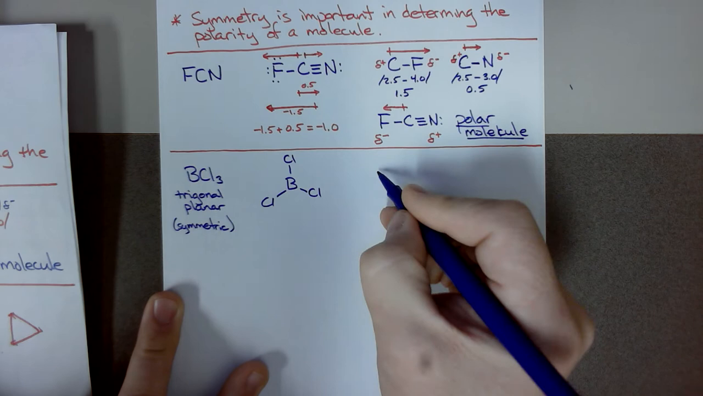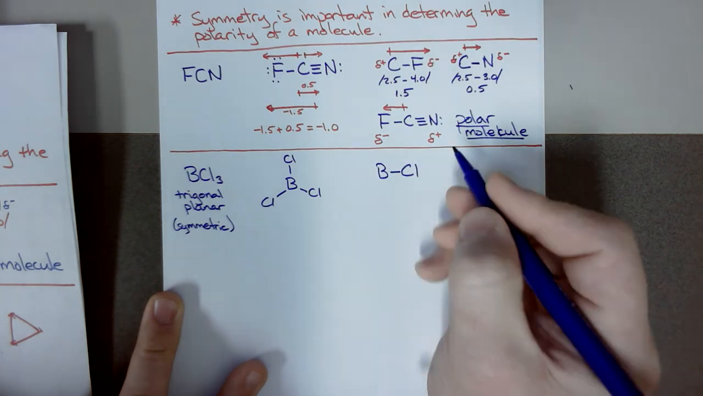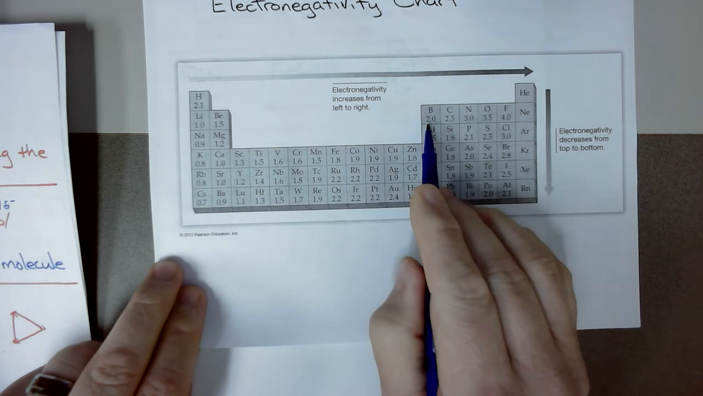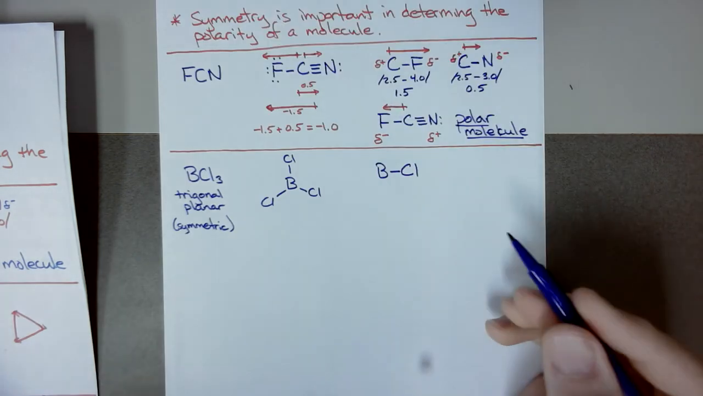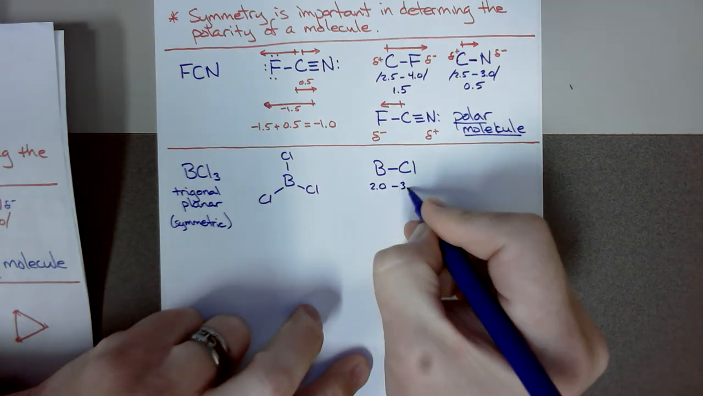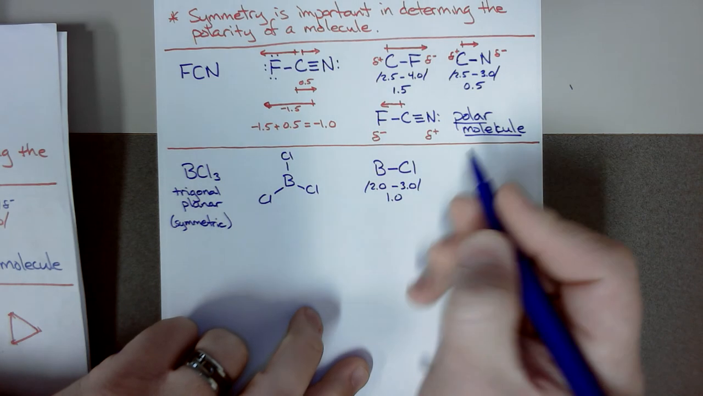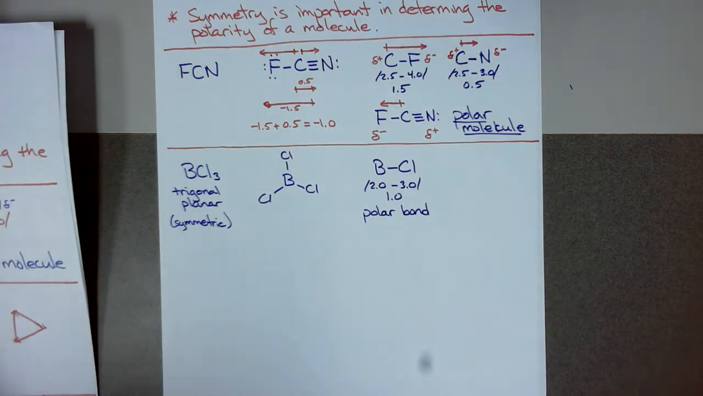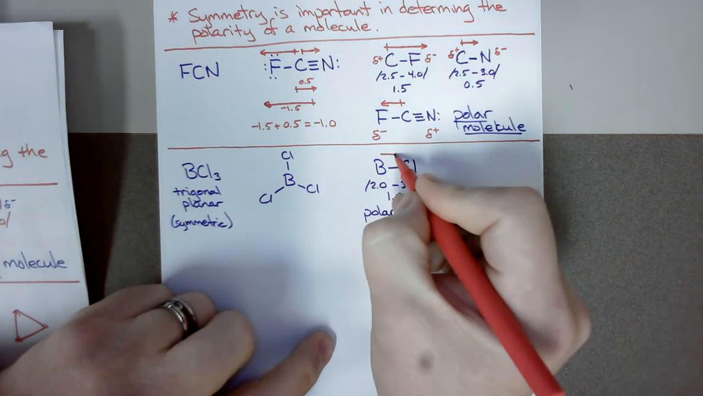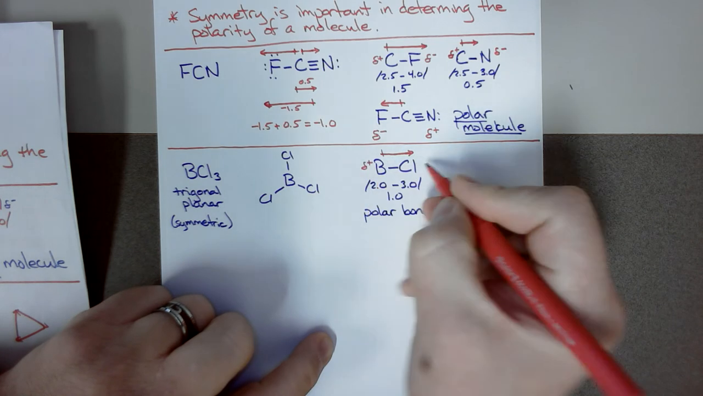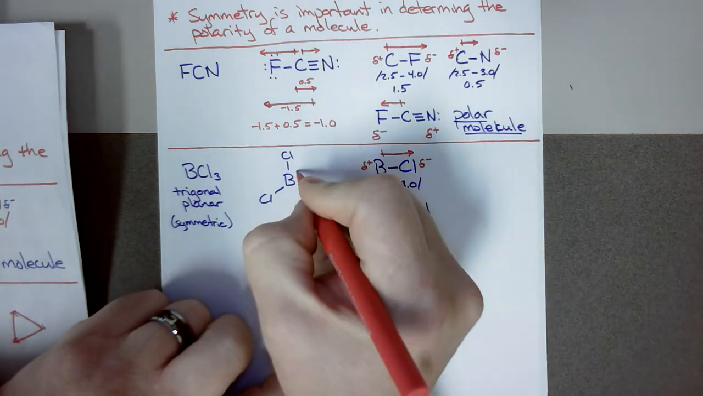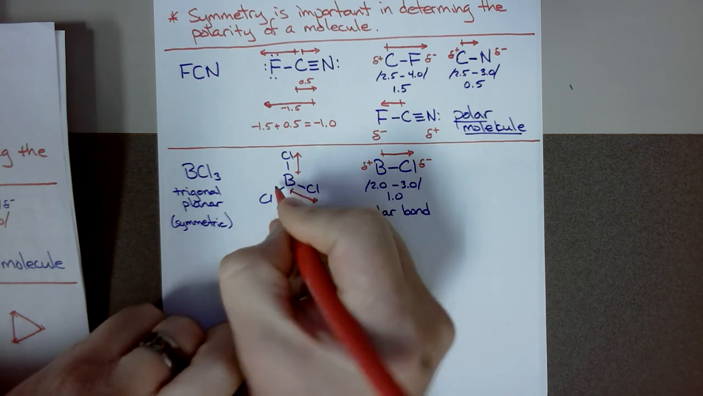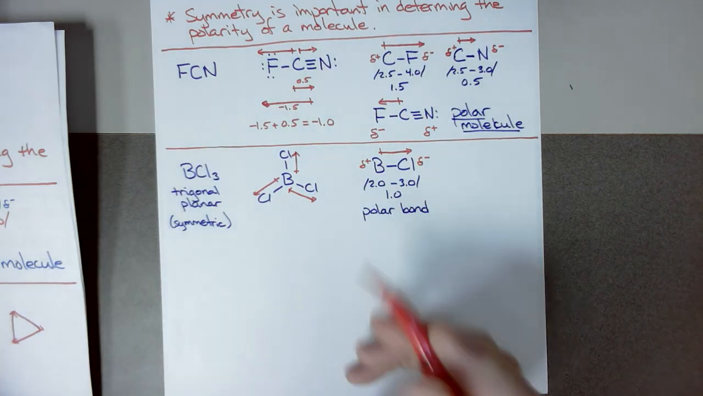If I look at the boron-chlorine bond, let's look at the electronegativity chart. We haven't seen this one yet. Boron is a 2.0 and chlorine is a 3.0, so we have 2.0 minus 3.0. So this is a polar bond, and that polarity is in this direction, because this is the partial positive and this is the partial negative. If I were to draw that, these vectors would go in this direction, and in this direction.